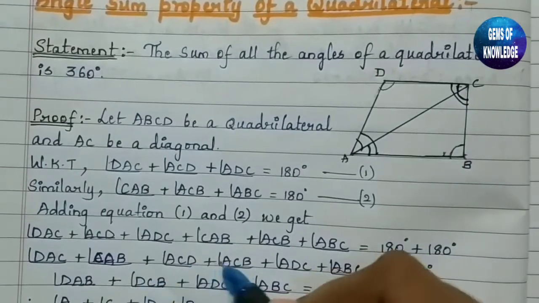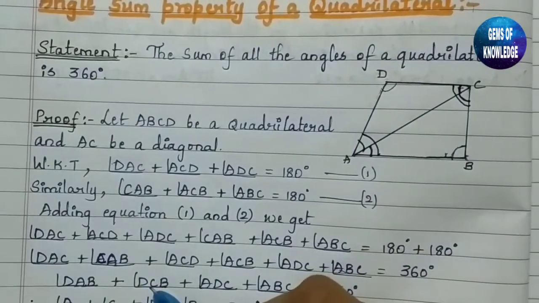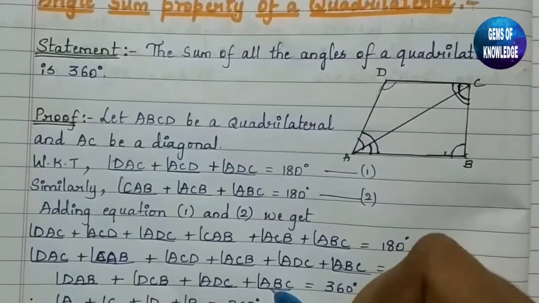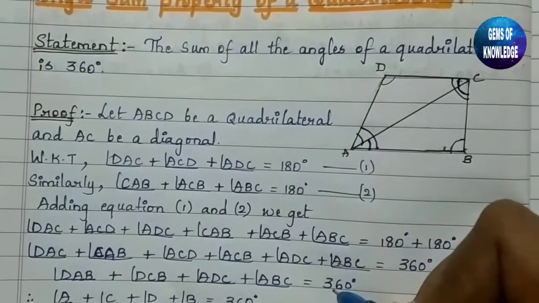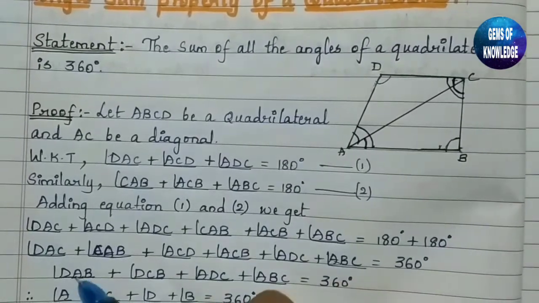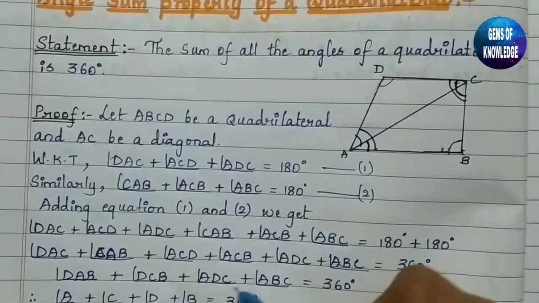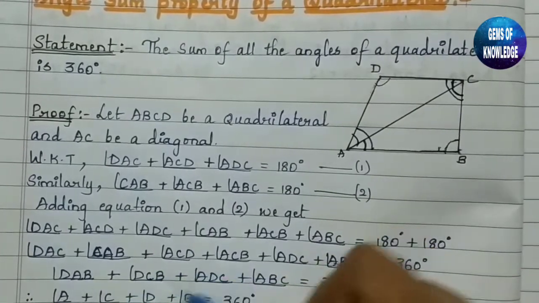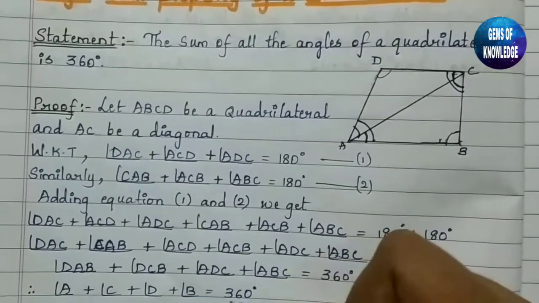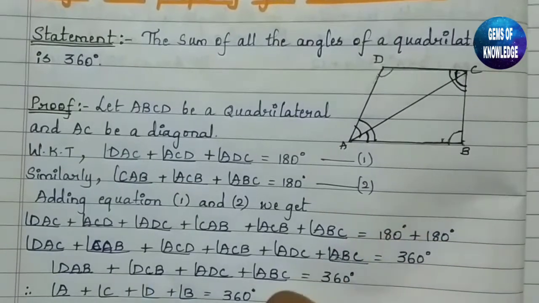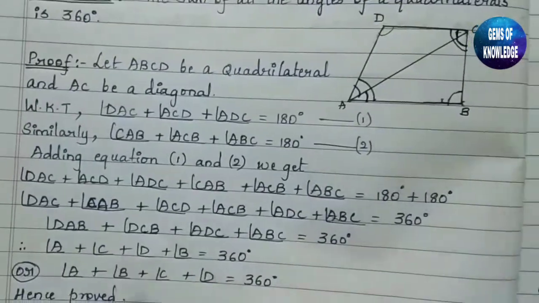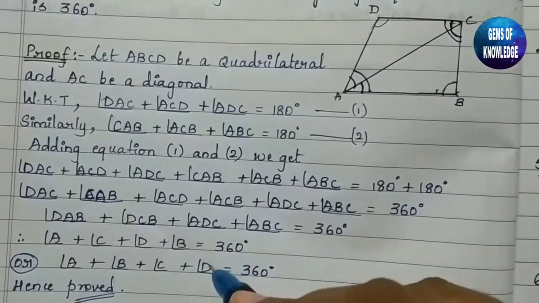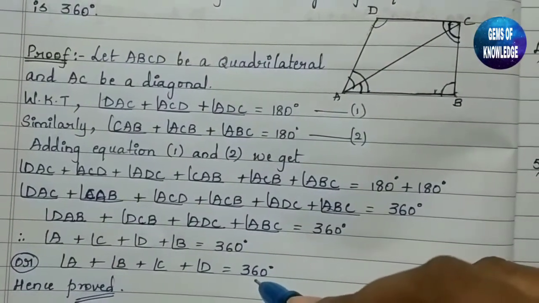Okay, so instead of writing these two, I have written it as DCB plus ADC as it is, plus ABC as it is, which is equal to 360 degrees. Now directly I can write angle A plus angle C, plus angle D plus angle B is equal to 360 degrees. When we rearrange these, we will get angle A plus angle B plus angle C plus angle D equal to 360 degrees.